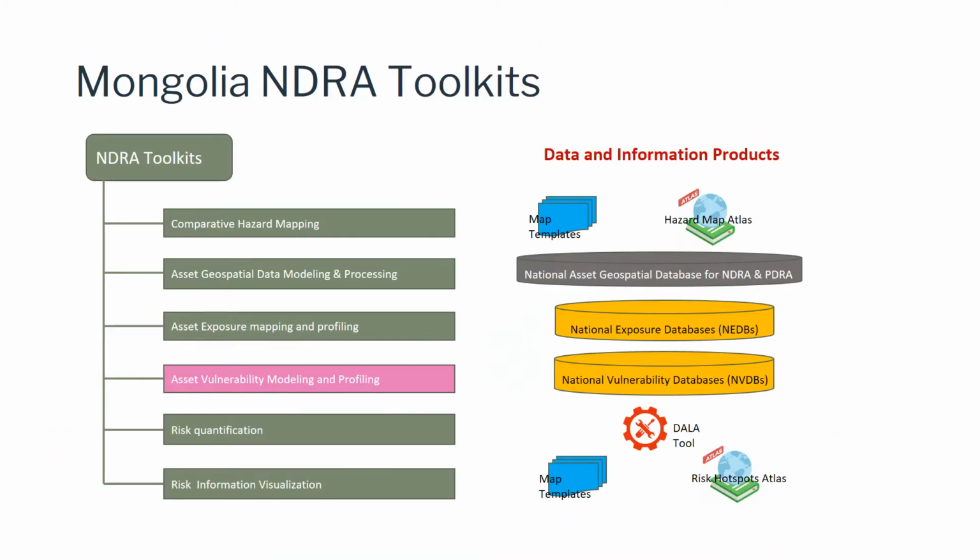This is the NDRA toolkit, with comparative and hazard mapping. We have already done assess geospatial data modeling and processing, and assess exposure mapping and profiling. Next, the toolkit will introduce assess vulnerabilities modeling and profiling. The data information products are the map template, hazard atlas, and risk profile atlas, supporting the national exposure database and national vulnerabilities database.